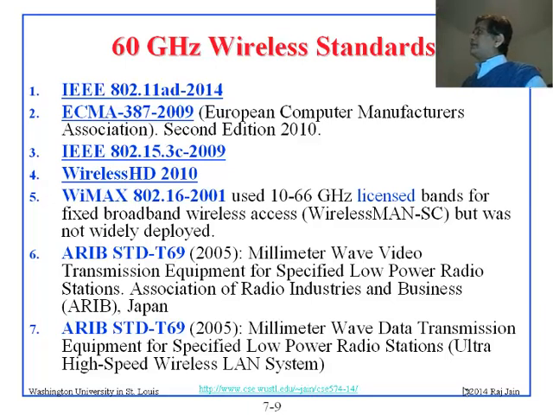Japanese ARIB is the Association for Radio Industries and Business. They had it in 2005, millimeter wave radio for video and data, two standards. Actually, one of the numbers is wrong. I will find the right number, but they cannot be the same number. So there are two standards, one for video and one for data.